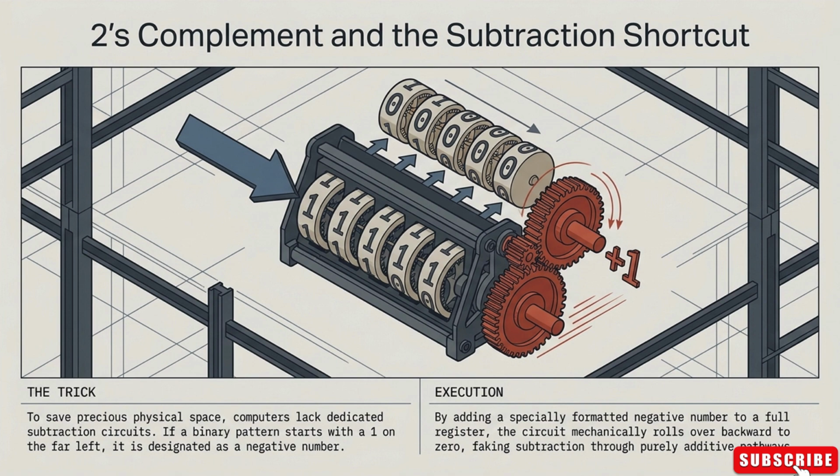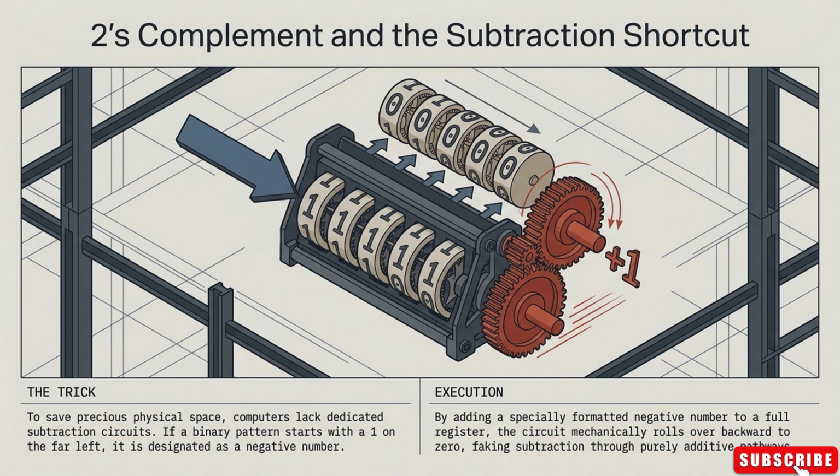It acts exactly like a mechanical odometer in an old car rolling backward. Let's use a base 10 analogy. Imagine an odometer maxed out at 99999. If you add 1, it rolls completely over past 0 to 00000, right? It resets. In a digital two's complement system, the binary pattern of all ones represents -1. If you add a positive 1 to it, the binary addition causes the entire register to mechanically roll over to 0. So you essentially trick the addition circuit into running backward.